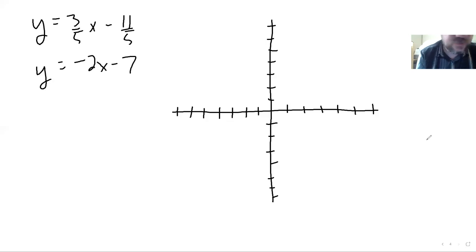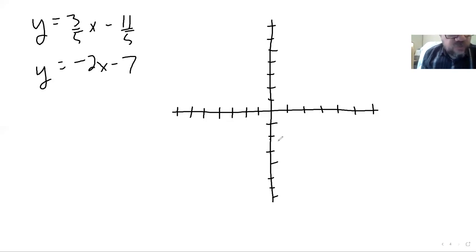Not exactly evenly spaced, but it'll be fine. So the first one, 3/5 x minus 11/5. So my y-intercept is going to be (0, -11/5). Now 11 over 5 is 2 and a fifth. 5 goes into 11 twice, with 1 left over. So I'm going to go a little bit less than -2. So something in this region.